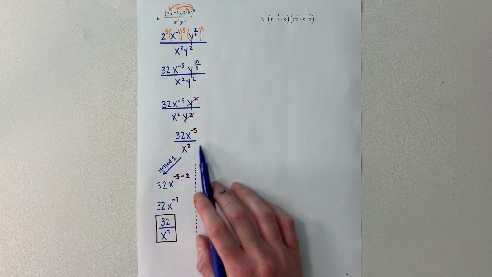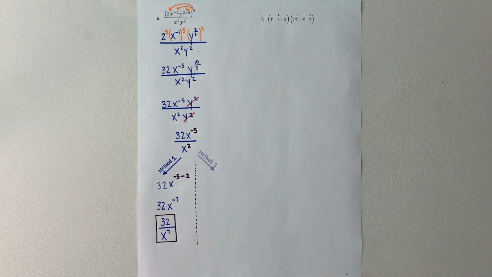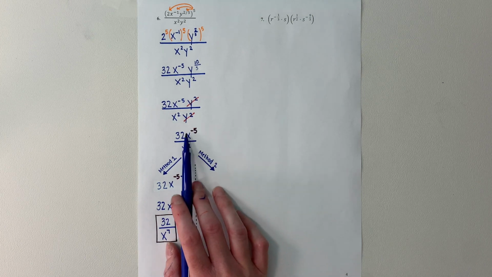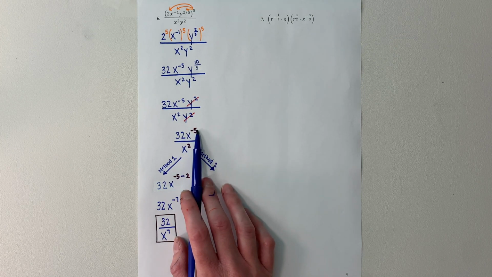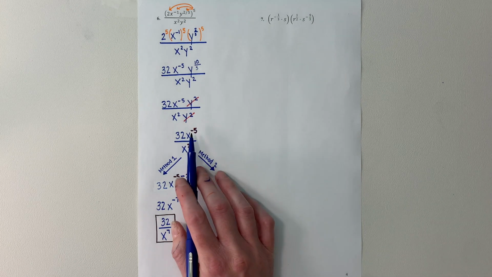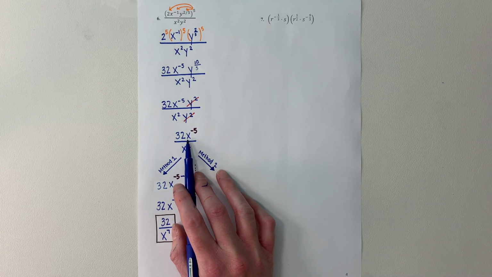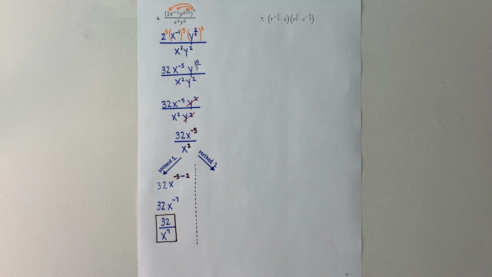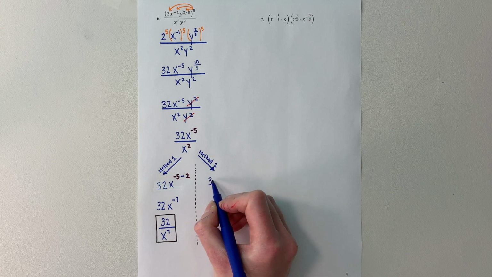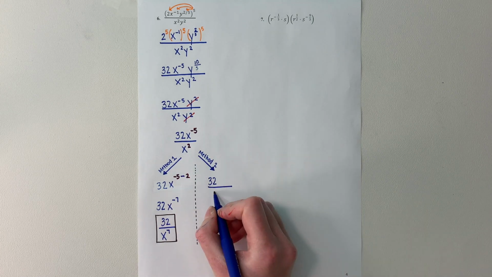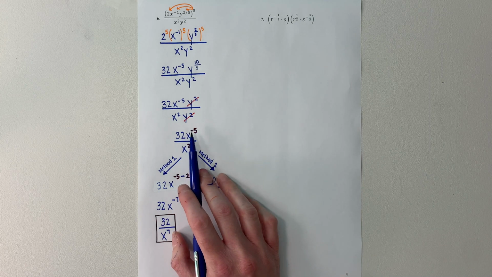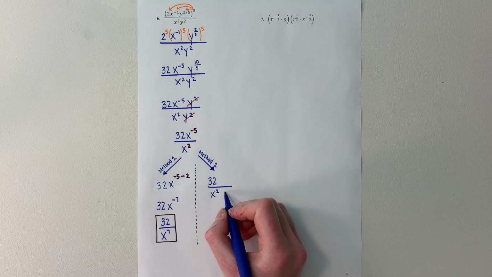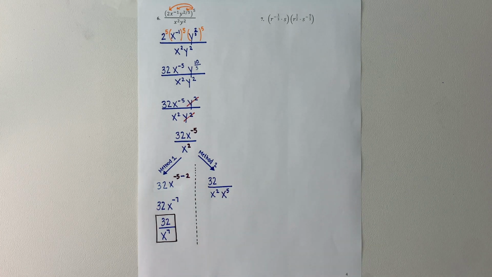Let's take a look at the other method we could have used to simplify this expression. Instead of waiting till the end to fix the negative exponent, we could have rewritten this negative exponent using a positive exponent right away. Again, this negative exponent only applies to the x, not the 32. So to rewrite this using positive exponents, I'm going to keep the 32 exactly where it is, and I'll keep the x squared exactly where it is. And the x has the negative exponent, so I'm going to pick this x up and move it to the denominator, which will give us x to the positive 5 in the denominator.